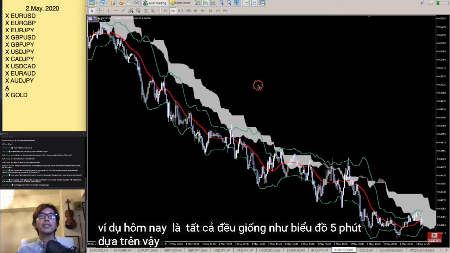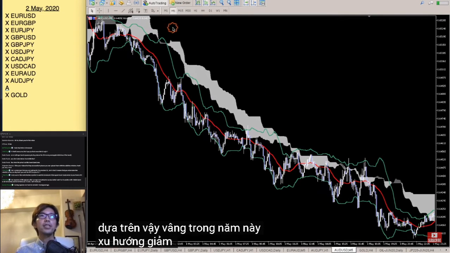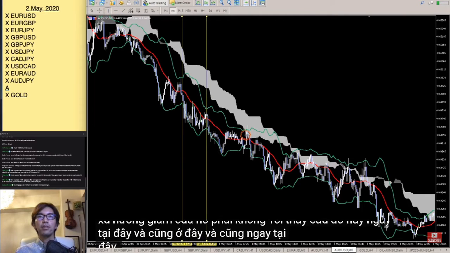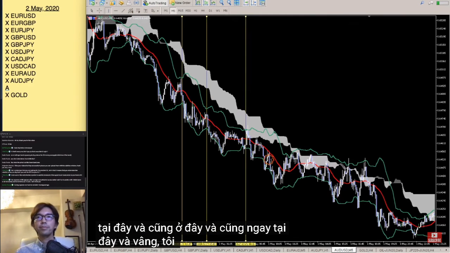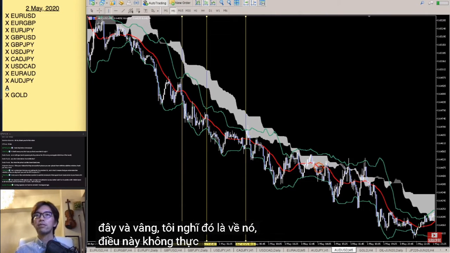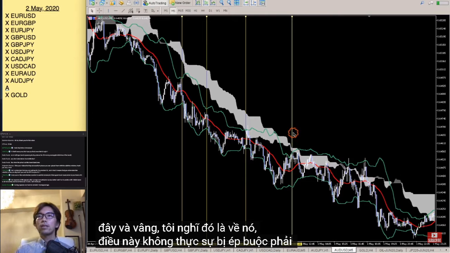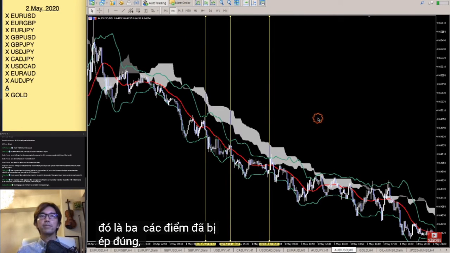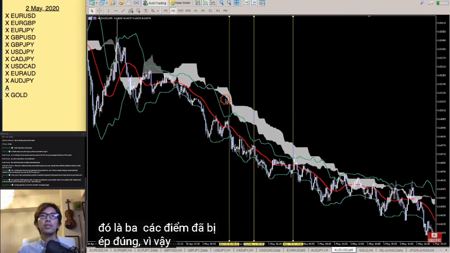So in this 5, while it's a downtrend, I see this squeeze right here and also here and also right here too. And yeah, I think that's about it. This is not really a squeeze. These 3 points were the squeeze, right?